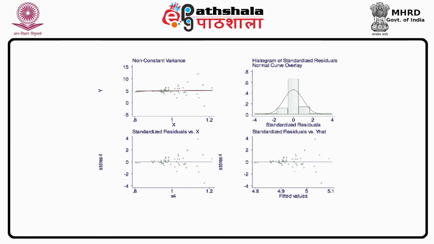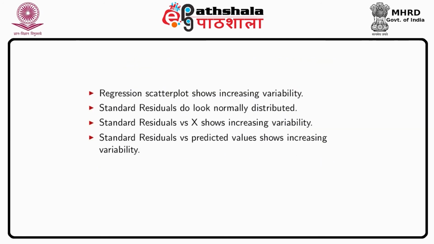So the final conclusions would be: regression scatter plots show increasing variability in the plot of y against x. The standardized residuals do look normally distributed. However, standardized residuals versus the x and the predicted value show increasing variability, because initially they are all close to one another, and slowly as we increase the value of x and fitted values, the scatter plot starts getting wider and wider.